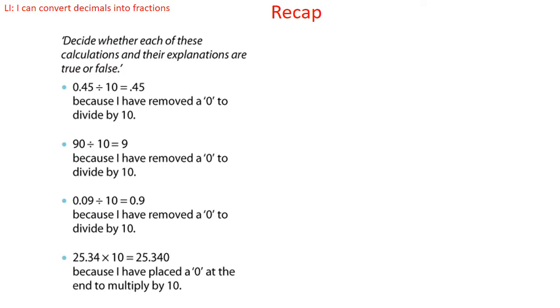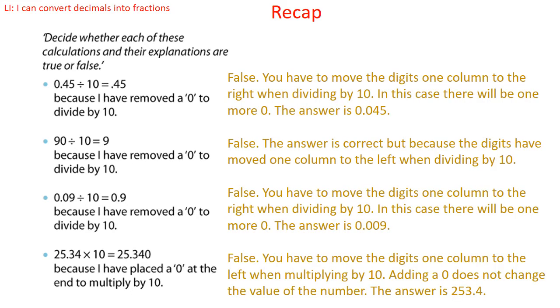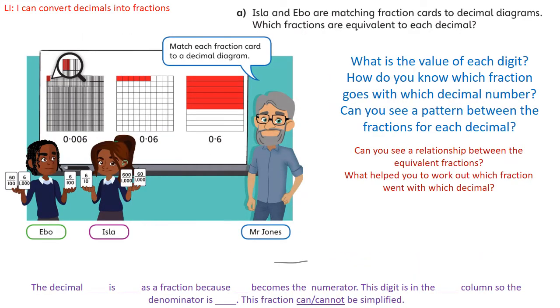So we're going to have a quick recap here. You have to decide whether each of these calculations and their explanations are true or false. So 0.45 divided by 10 equals 0.45 because I have removed a 0 to divide by 10. First of all, is the calculation correct? Then is that the correct explanation? I will let you go through those as that is a recap. And then on the next, you have your answers.